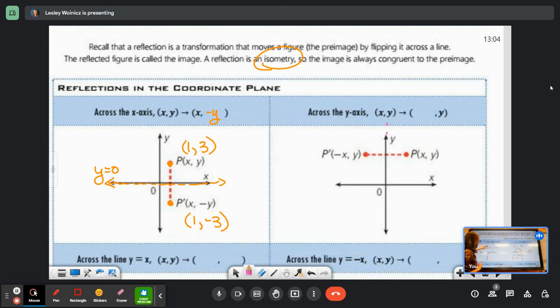Now, if we reflect in the y-axis instead, this is the line x equals 0. Look what happens. This to me looks like, what, (2, 3)? Okay, so P is at (2, 3). If I reflect (2, 3) in the y-axis, my y value stayed the same. Look, I'm at the same height. So my y stays 3, but my x is now opposite. It changed to -2. Okay, so for the rule, I'm just going to change the sign on my x coordinate and then I'm going to keep my y.